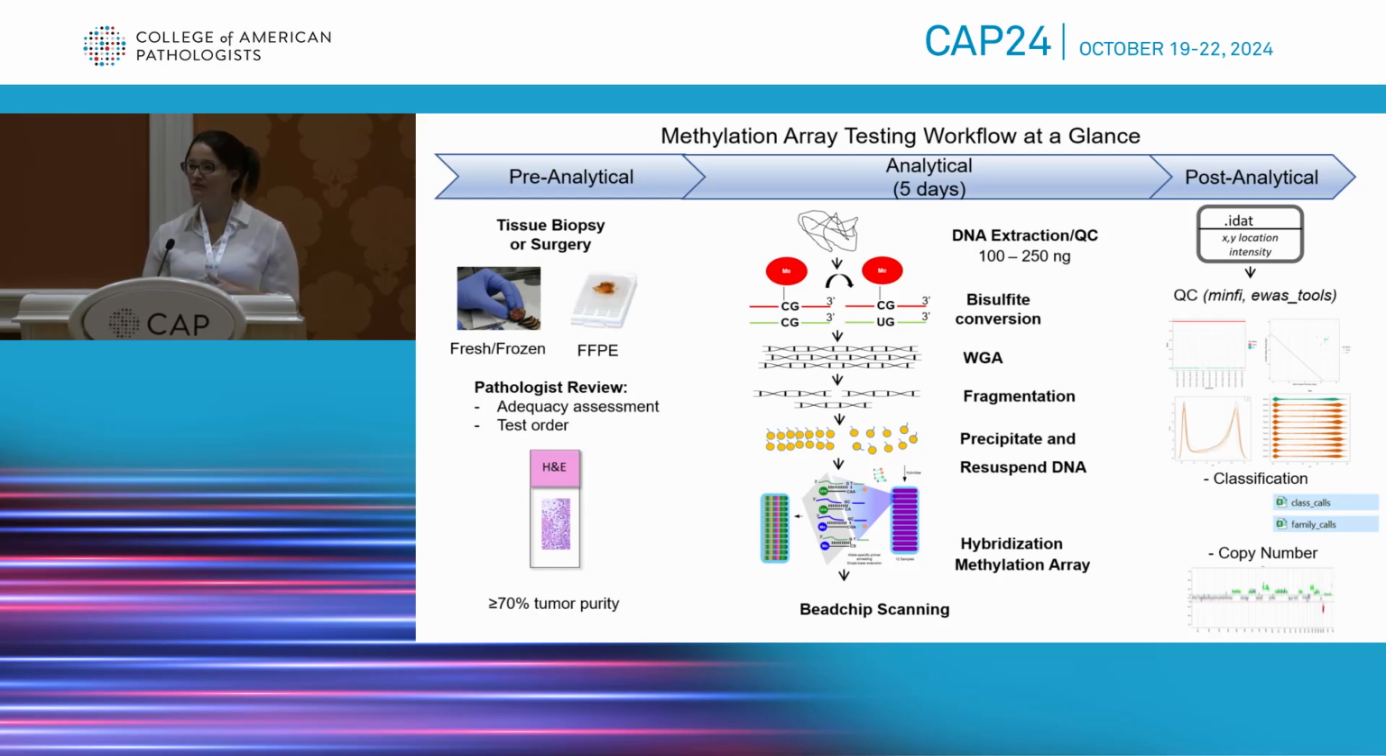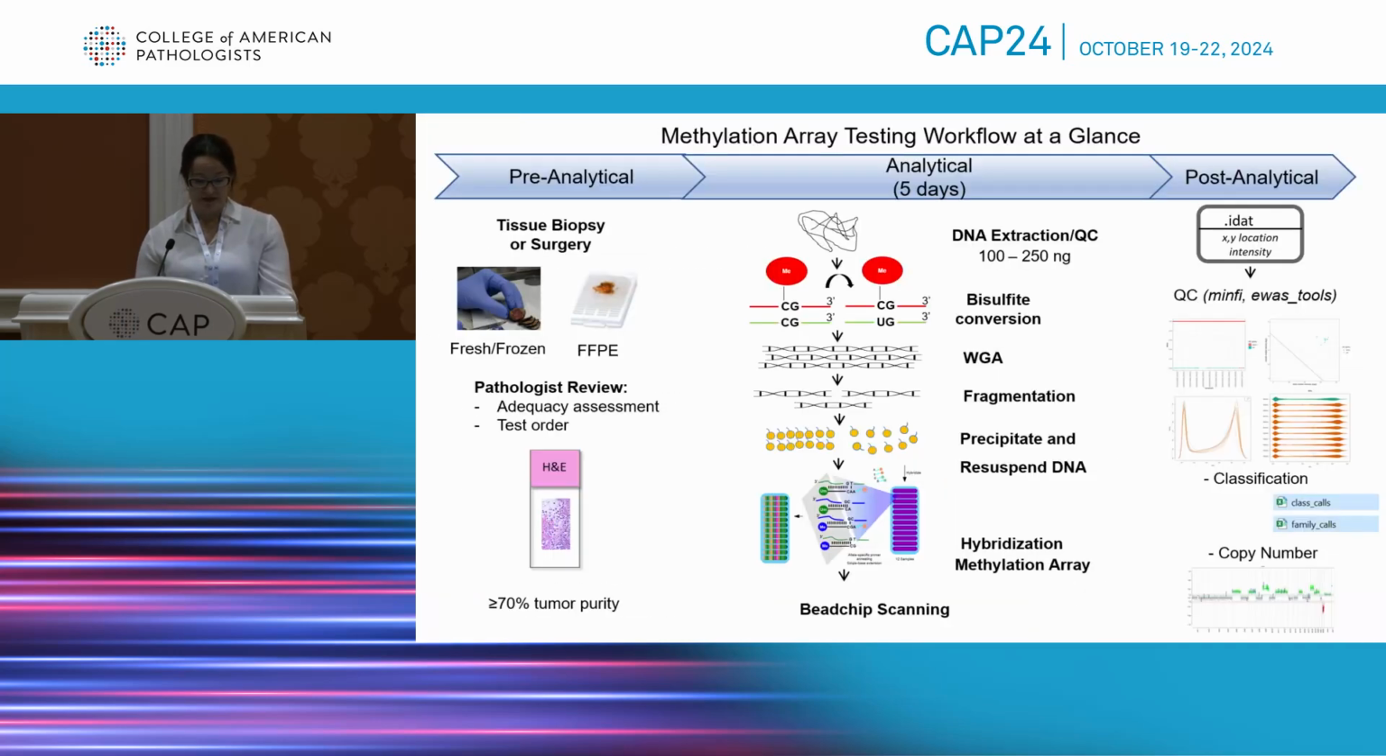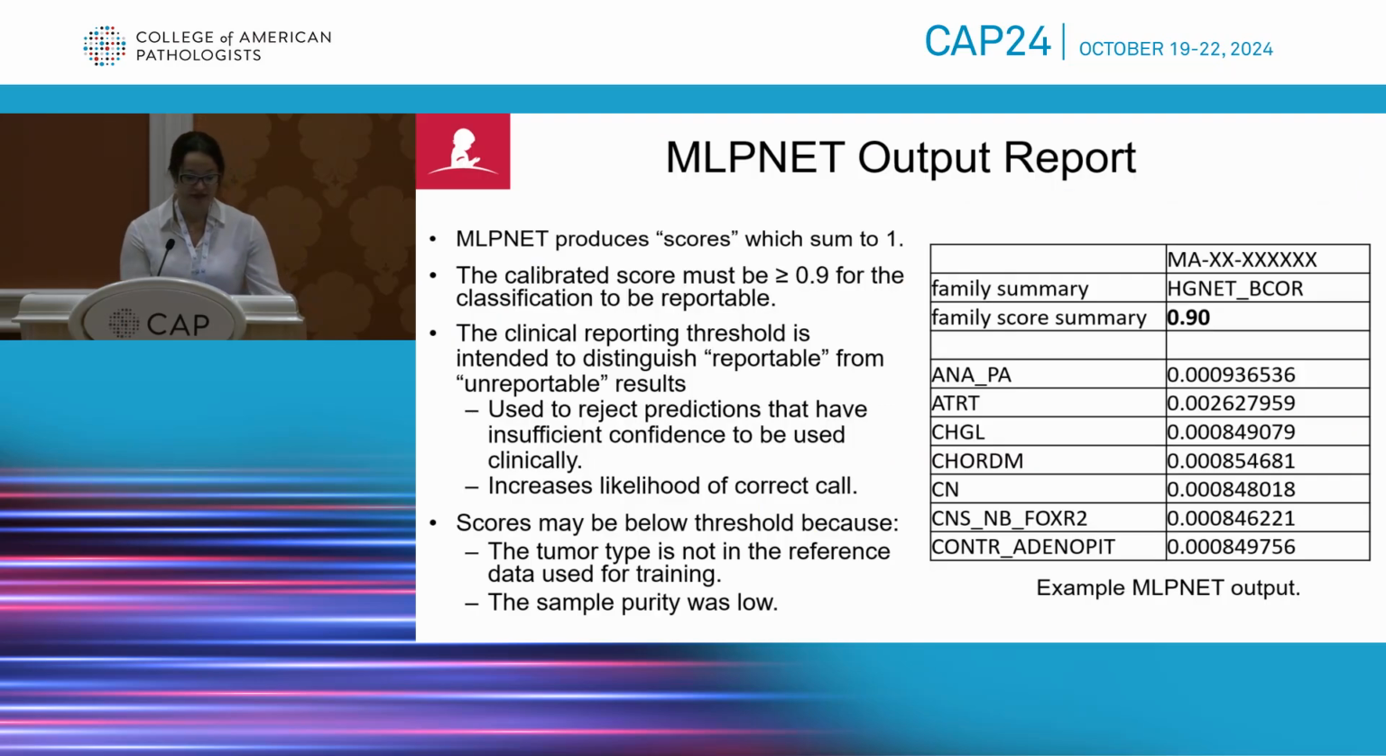Each lab will have their own threshold. For us, 70% tumor was the level that was effective for us, at least 70%. And the DNA input amount is also important. And the data, after it gets generated by the scanner, we process that through a quality control and then a pipeline, and then we do the classification and copy number alteration.